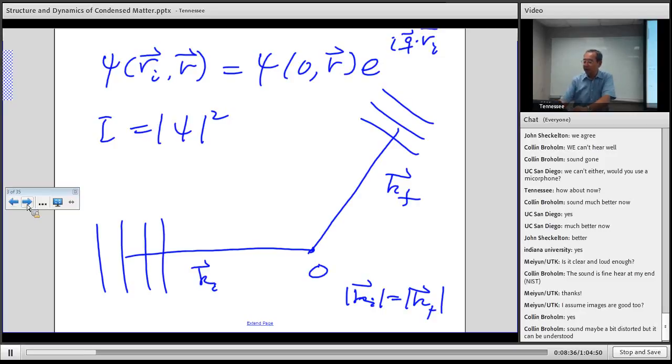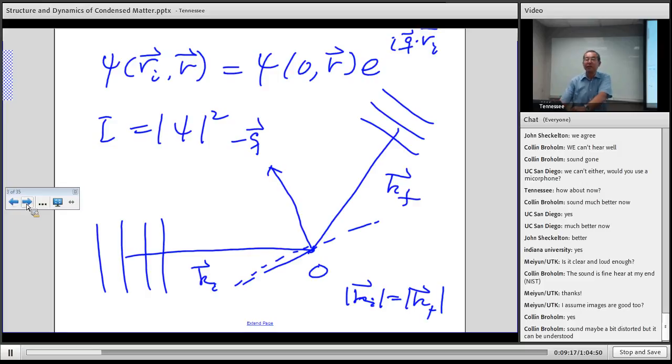So, if Ri is not at the origin, what happens to the wave which is scattered by this atom which is not at the origin? Okay? And you can easily see that if you consider that's Q, minus Q, depends on how you define Q. Can be, you know, this way or that way.